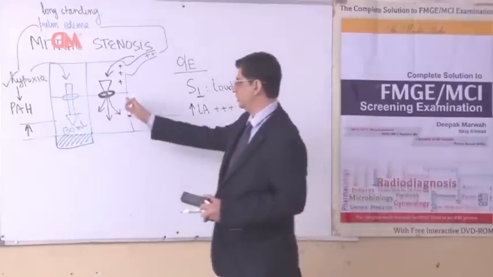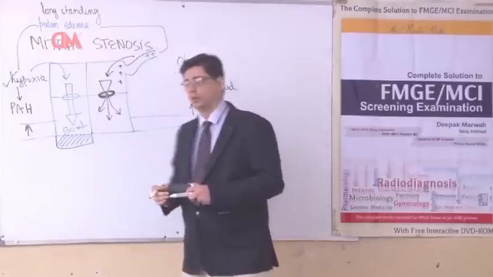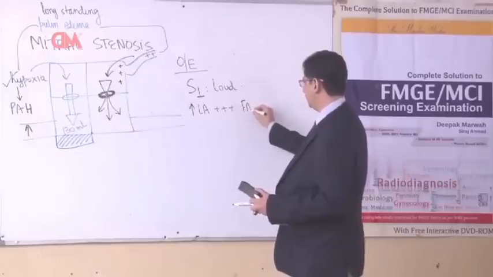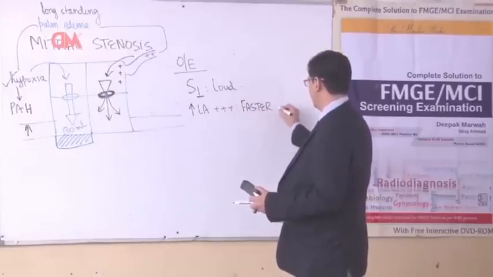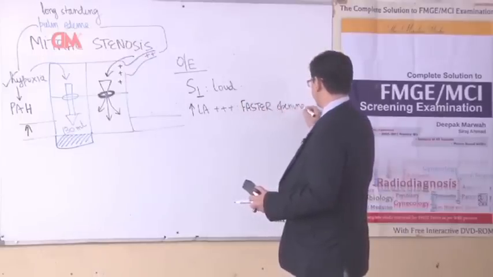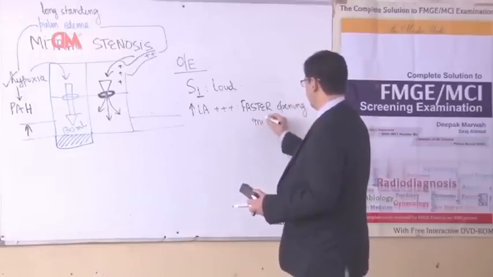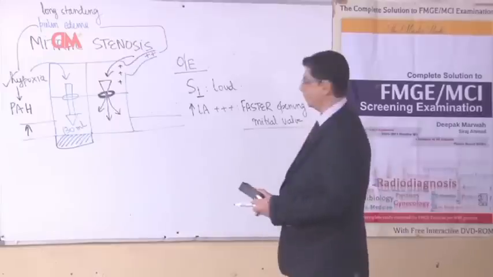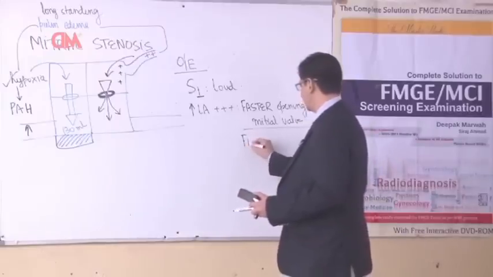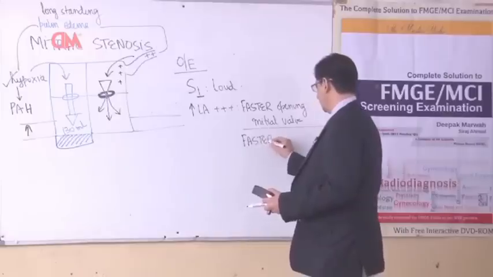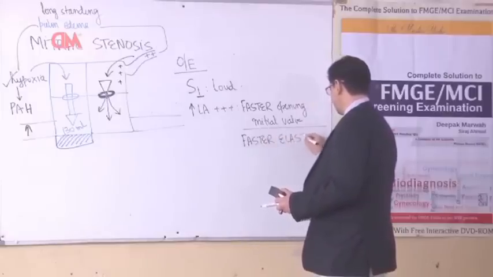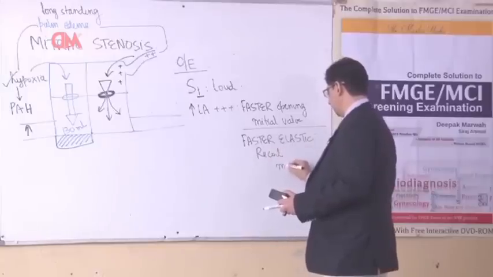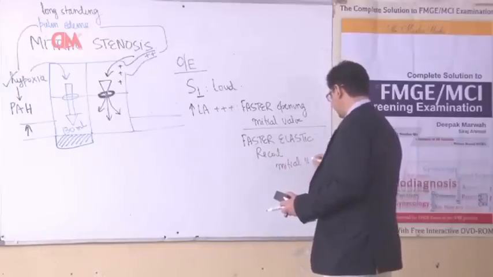Because of this physical obstruction, the pressure in the left atria will increase. Because of the increased pressure in the left atria, there will be a faster opening of the mitral valve of the patient. And because of the faster opening of the mitral valve, there will also be a development of faster elastic recoil of the valve. And because there is a faster opening and a faster elastic recoil of the mitral valve, there will be a development of loud S1 in the patient.